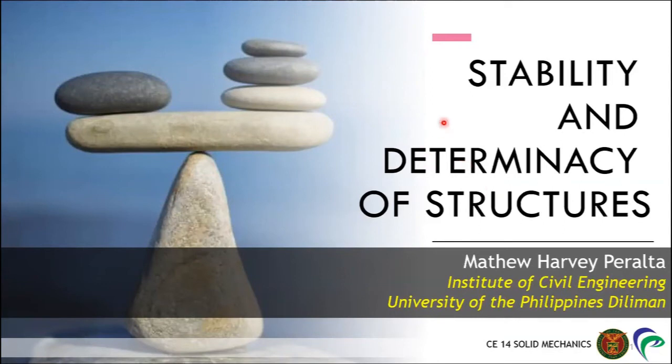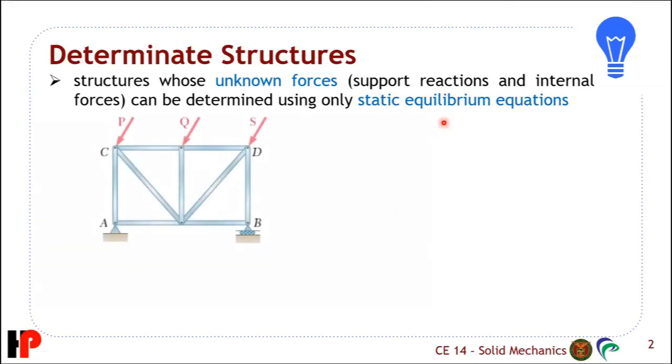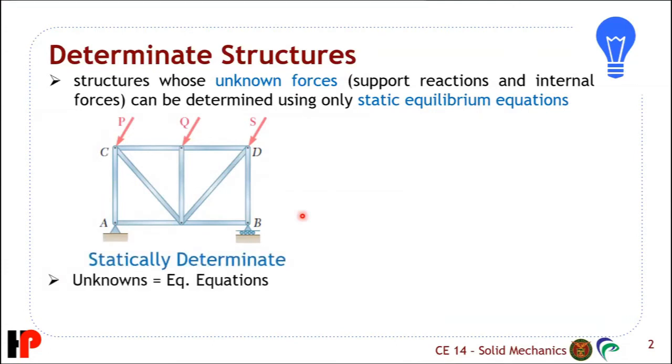Let's first start the discussion on determinate structures. Structures are said to be determinate if your unknown forces can be determined using only equilibrium equations. Only equilibrium equations. So for example, this structure shown right here, to give you a recap. This is a truss, for those who have forgotten what a truss is. This is a truss loaded as shown, supported by a pin and a roller at A and B. This is a classic example of a statically determinate structure.